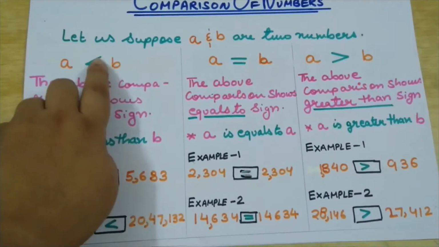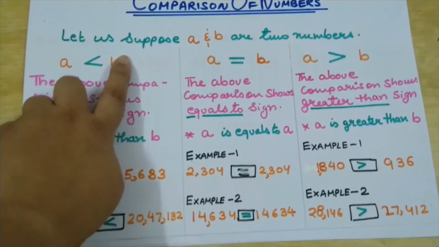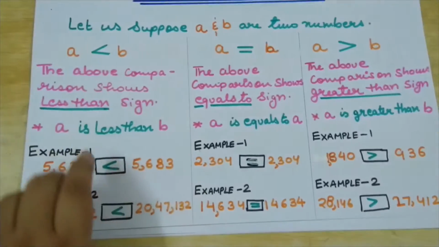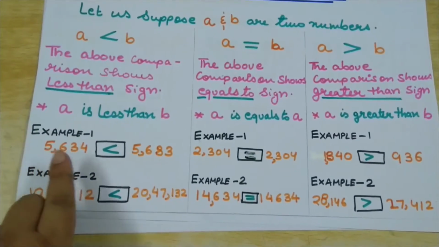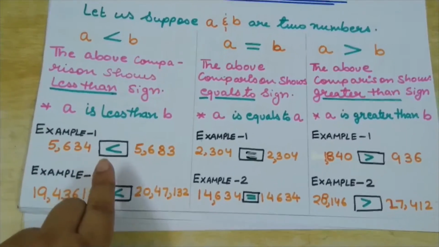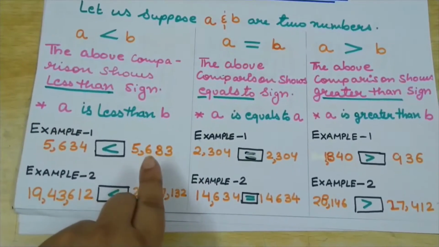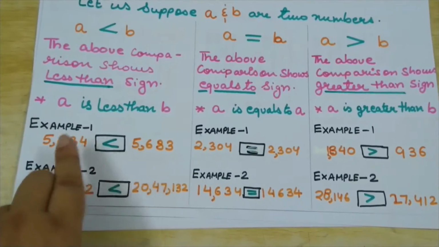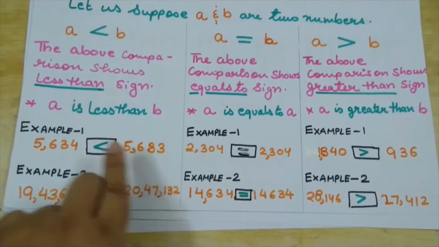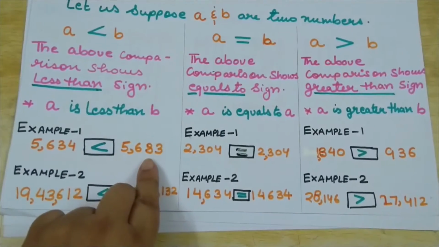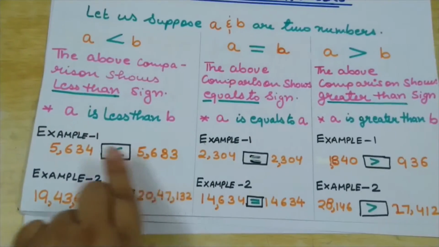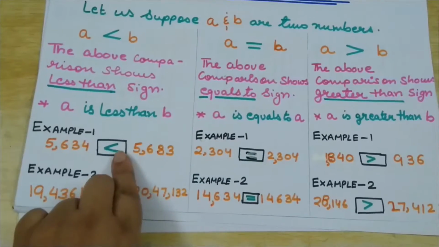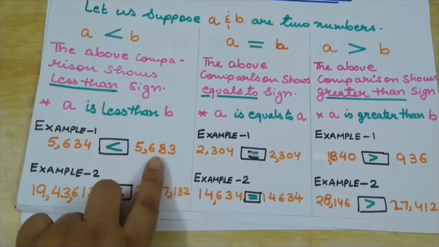If you can see, the mouth is open towards B, that means it is the bigger number and this is the smaller number. Now let's take an example. 5634 and another number 5683. Now if you can see, 5 and 5, 6 and 6, 3 and 8. Which is the bigger number, children? Guess, 3 or 8? Correct, 8. So this is the bigger number, so the mouth is open towards the bigger number.